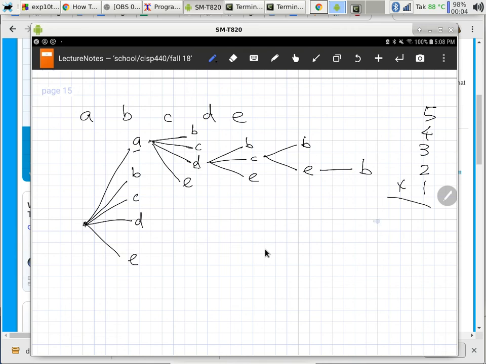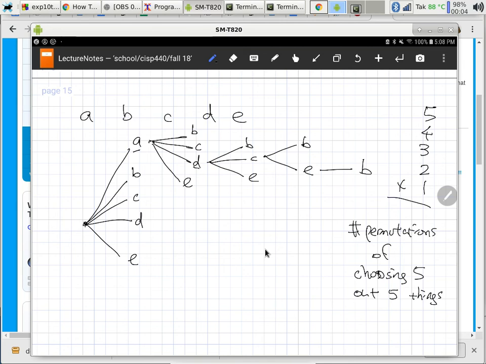This is the number of permutations of choosing 5 out of 5 things. Okay?